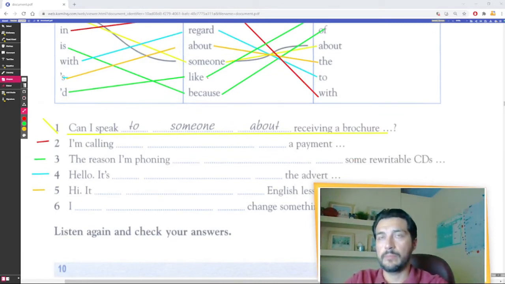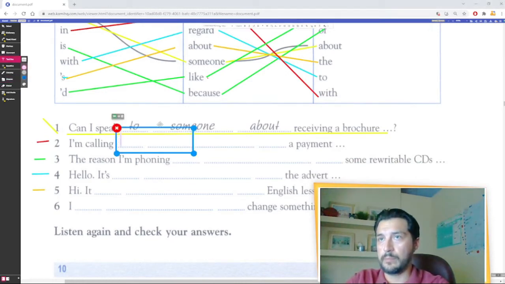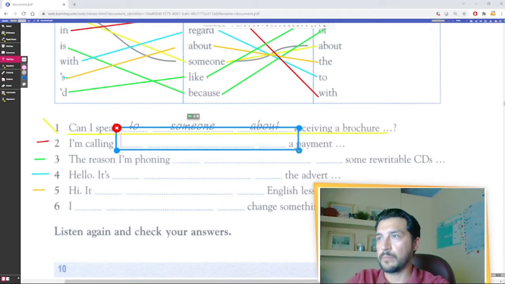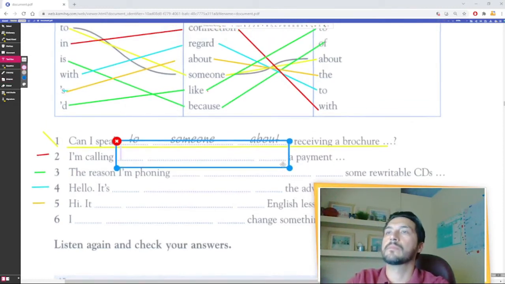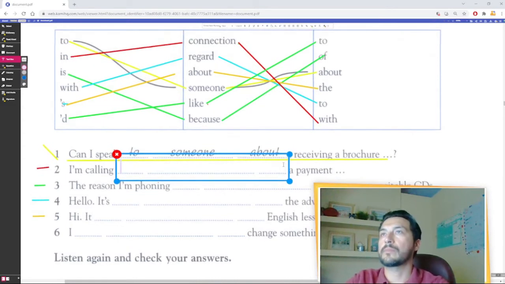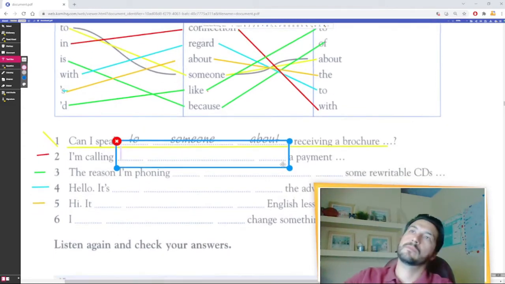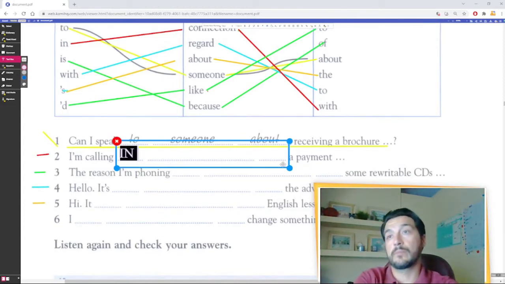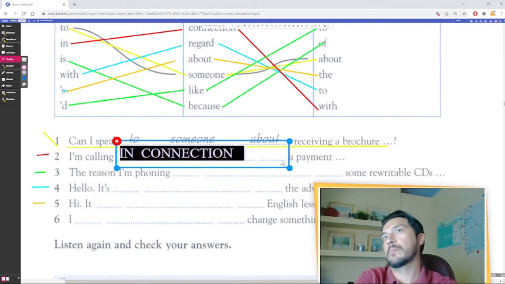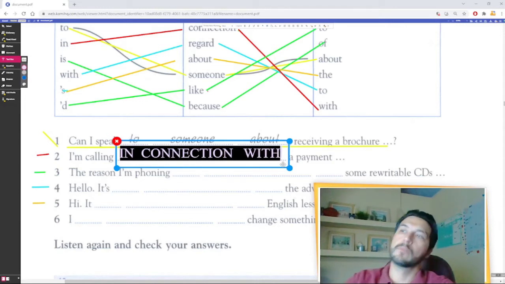Call 1. I found your company in the phone directory and I'd like some information about your products. Can I speak to someone about receiving a brochure or catalogue, please? Certainly. One moment, I'll put you through. Call two. Hi, I'm calling in connection with a payment for the last job I did. I still haven't received any money. One moment. Let me just see if someone's available to deal with this.